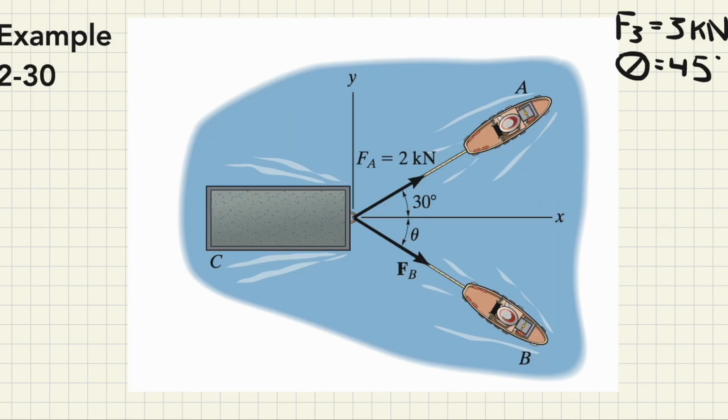Alright guys, so I just want to go over a problem from the textbook. This is example 230, and it states that if force FB is 3 kilonewtons and the angle theta is 45, we need to determine the magnitude of the resulting force of the two tugboats and its direction counterclockwise of the positive axis. Or clockwise of the positive axis. So it's pretty similar to the one we already did.